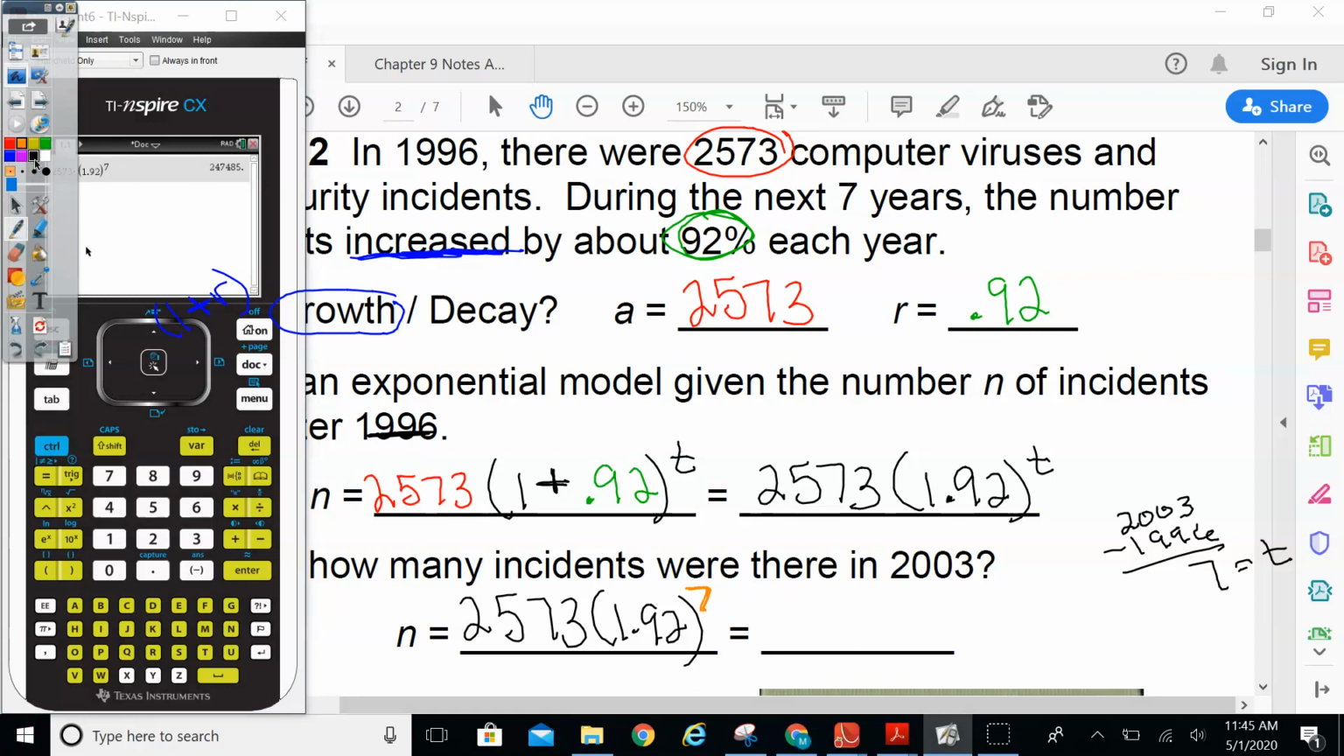And we are getting, so we don't want to round, or we don't want a decimal, because we're talking about the number of incidences, the number of viruses it had. So you don't have half a virus. You have a virus or you don't. So here we just want the nearest whole number, which is 247,485 computer viruses and incidences. Okay, so number of, you round to the nearest whole number. Money, you round to 2 decimals.